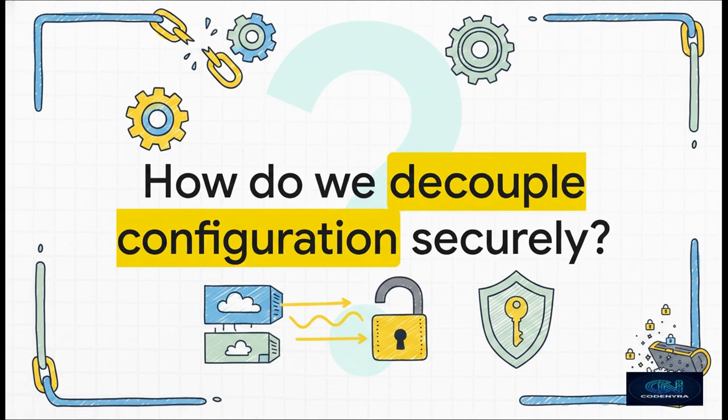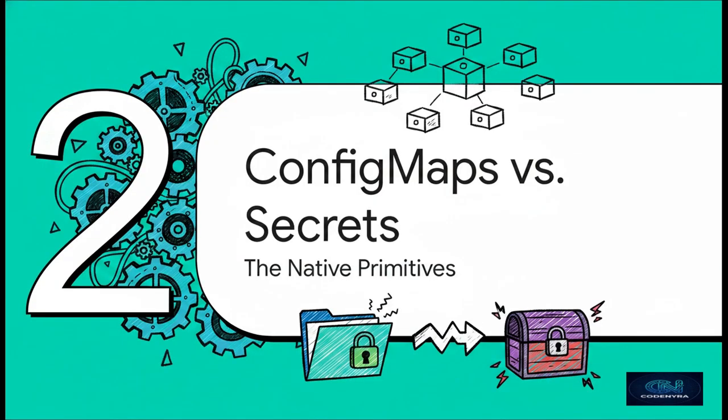So, what does this all mean? It brings us to a really critical question. How do we actually decouple configuration from code securely? If default secrets aren't actually secret, what are our options for building a rock-solid application without leaking our most sensitive data? Well, let's start with the native solutions.